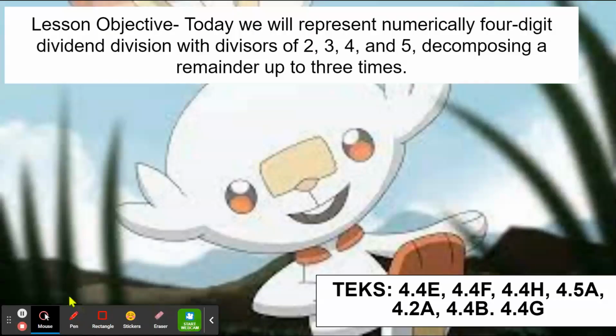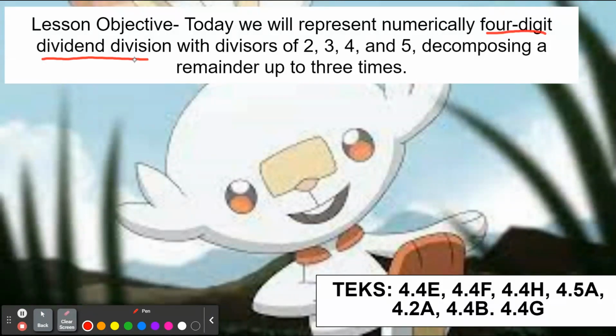Let's go ahead and take a look at today's lesson objective. So today we will represent numerically 4-digit dividend division with divisors of 2, 3, 4, and 5, decomposing with a remainder up to 3 times. All right, so let's go ahead and take a look at today's problem.